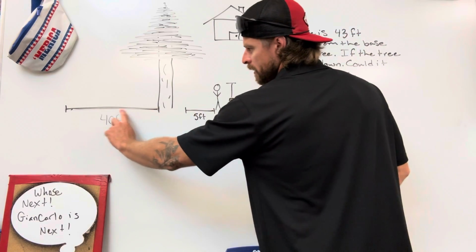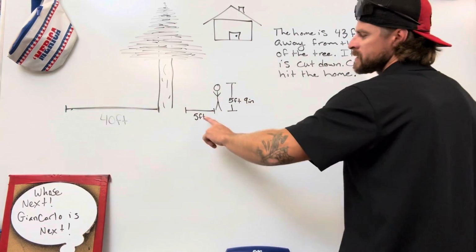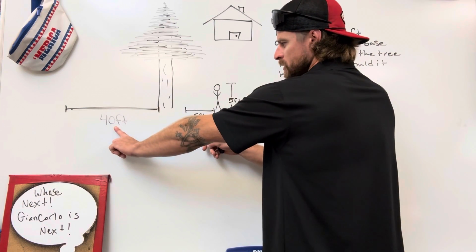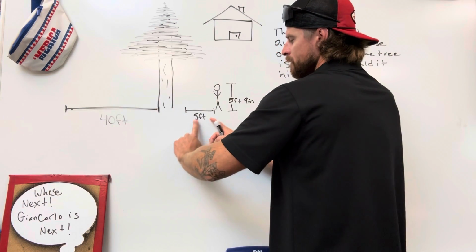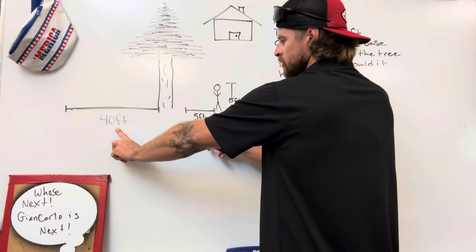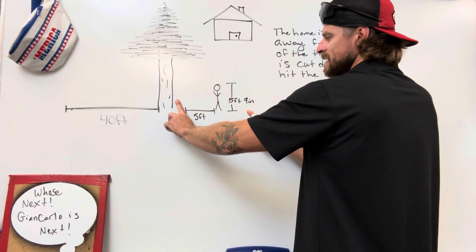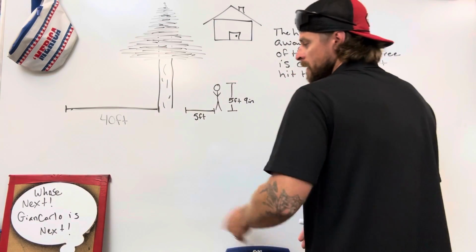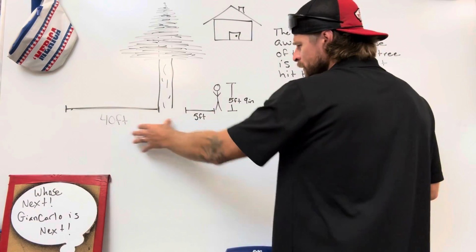So this part here, this is the shadow cast from the sun. This would be the shadow of the human. So our two shadow measurements are 40 feet for the tree, 5 feet for the person, and this will create a proportion with the heights of the person and the tree, as long as they were in the same line of the sun. Okay, so now, how do we create a proportion?